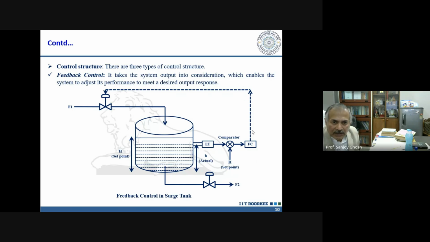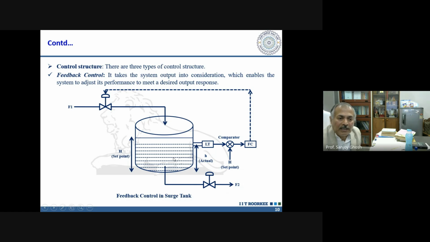Now here, the structure loop I have shown. Naturally, this controller is taking a decision. Accordingly, where is this decision going? To this valve. This is called a valve. Then F1 is being controlled, but F2 is left uncontrolled. F2 is not being controlled by the controller. The controller is giving the input to F1.